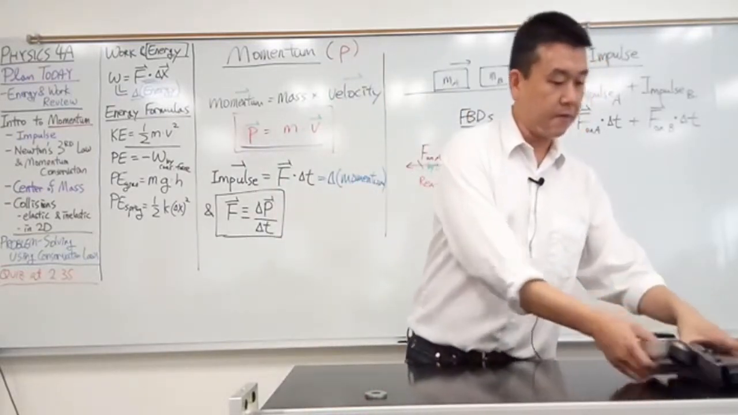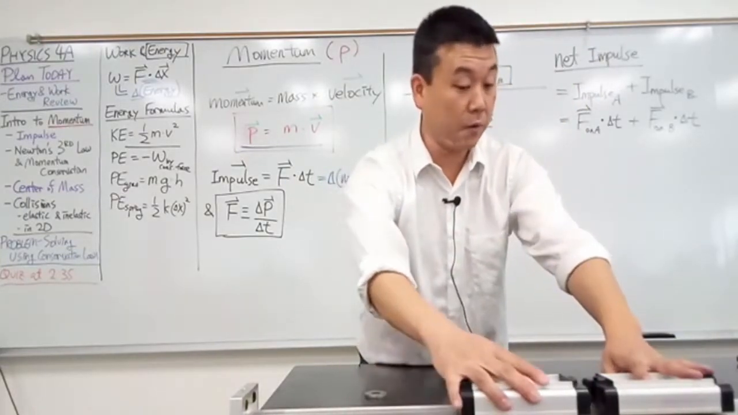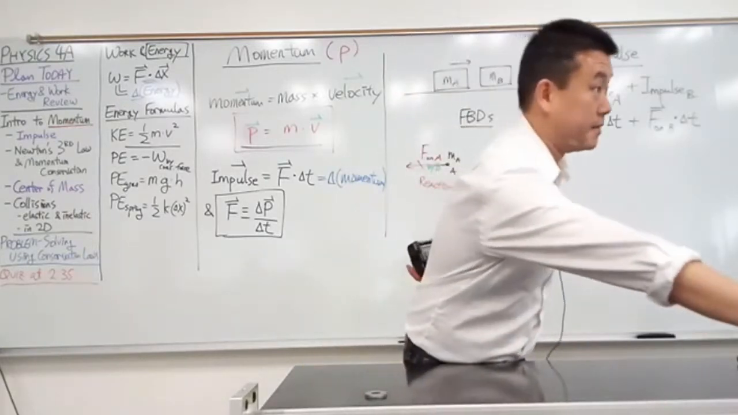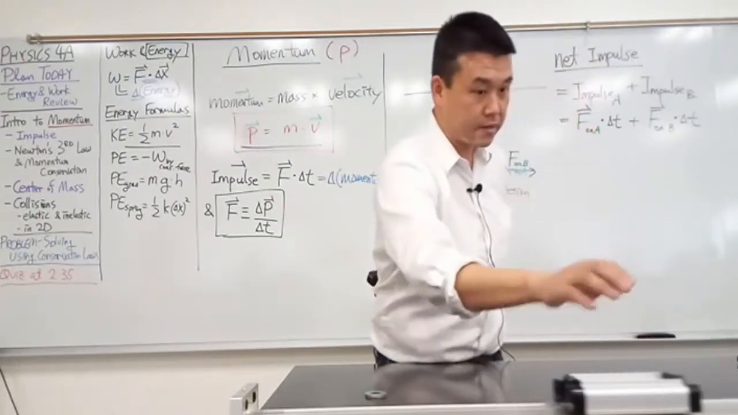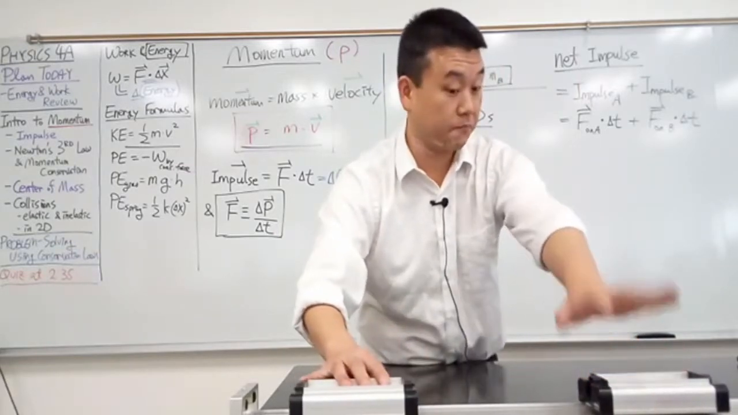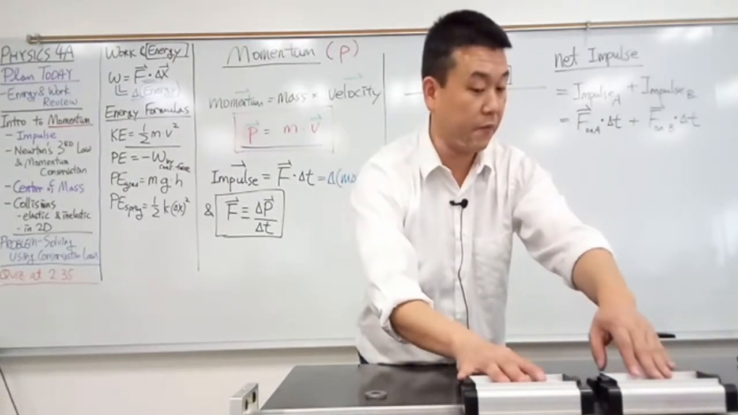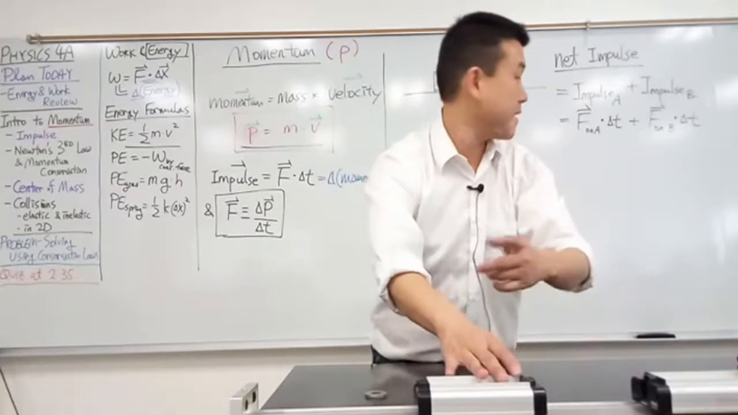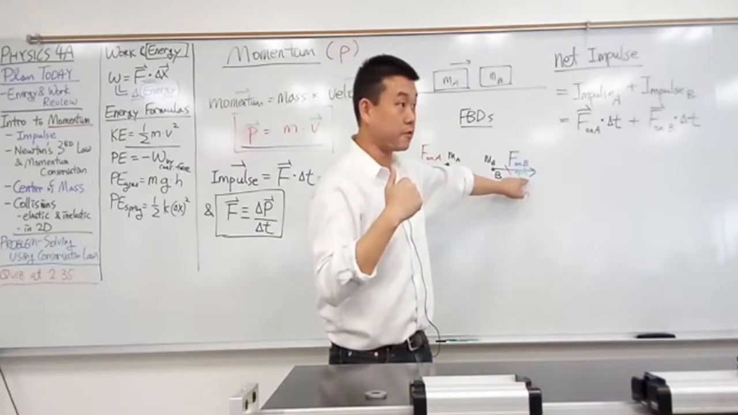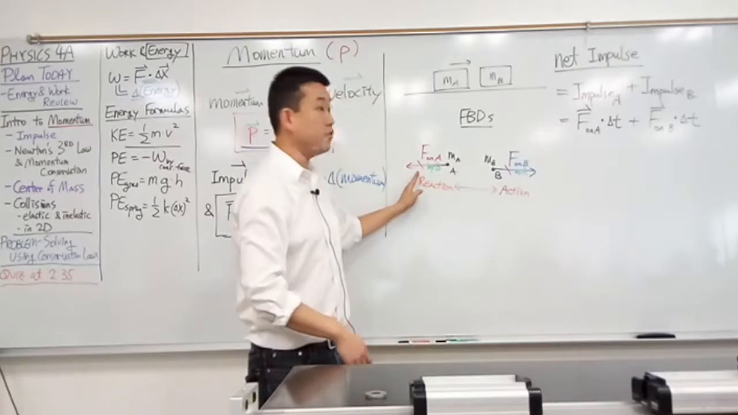So for these two carts, if cart B wasn't here for A to apply force on, then A would have just gone without experiencing any force there. The only reason A is experiencing a force is because cart B is here. Because of the presence of cart B, as A is trying to push through here, it feels a force that pushes that way. So in that sense, you could say this is the action force, A gets pushed back, and this is the reaction force. But what matters here is that these two forces are related to each other by Newton's third law.